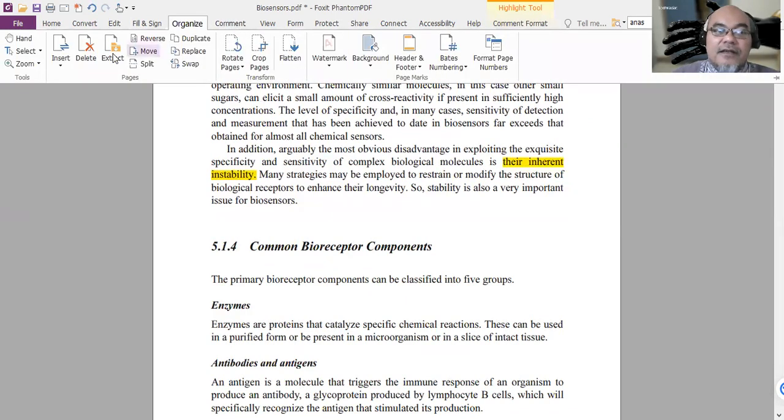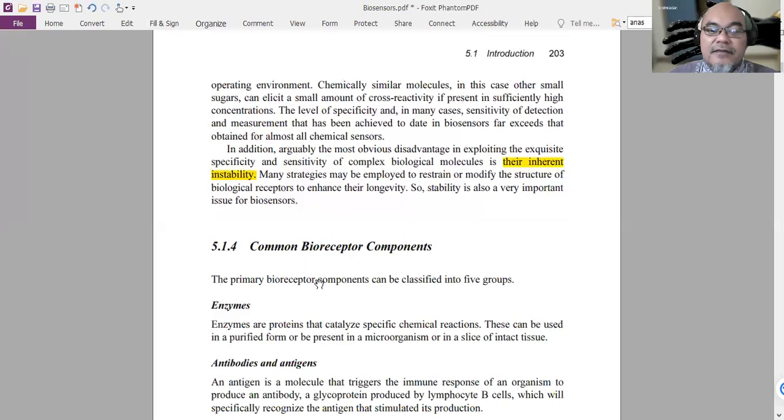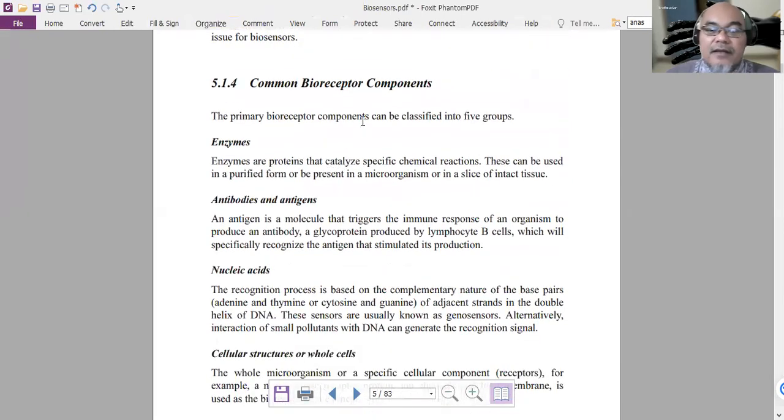Okay, so far, any questions regarding this? Okay, we have explained this one yesterday, but we can review again one by one.